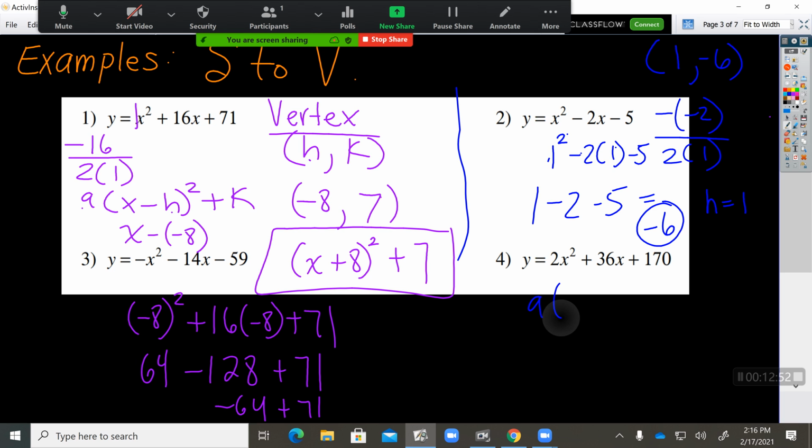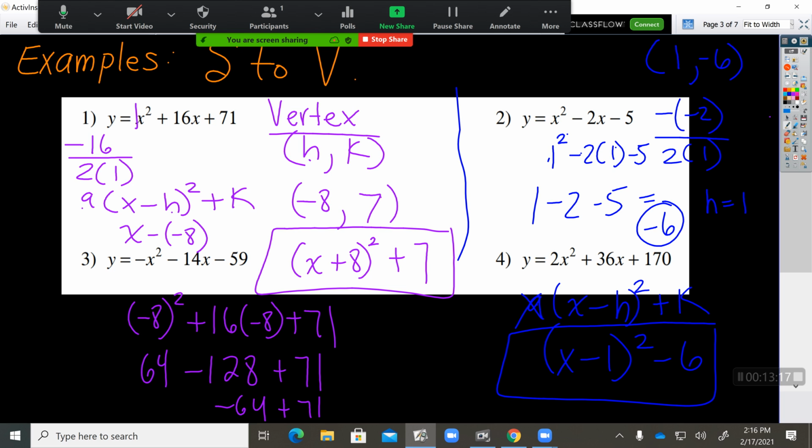So now we write vertex form, which is a parentheses x minus h squared plus k. And you just replace a, h, and k. A is 1, so I don't have to write it. H is positive 1, and k is negative 6. So my final equation in vertex form is x minus 1 squared minus 6. At the beginning, you just put y equals on everything because y is always the result from whatever work you're doing.